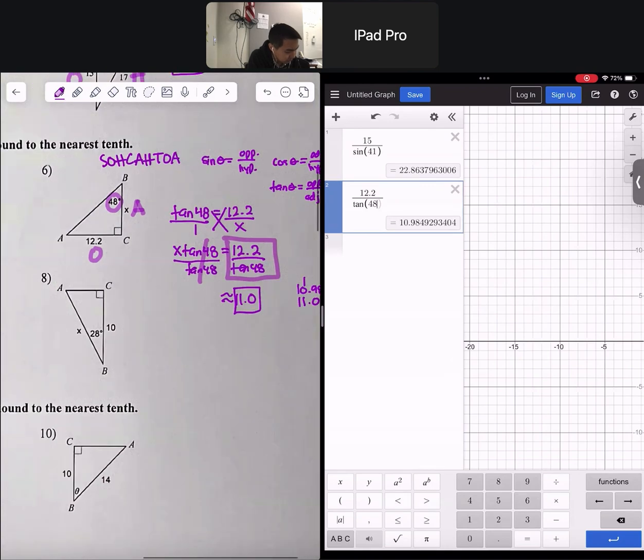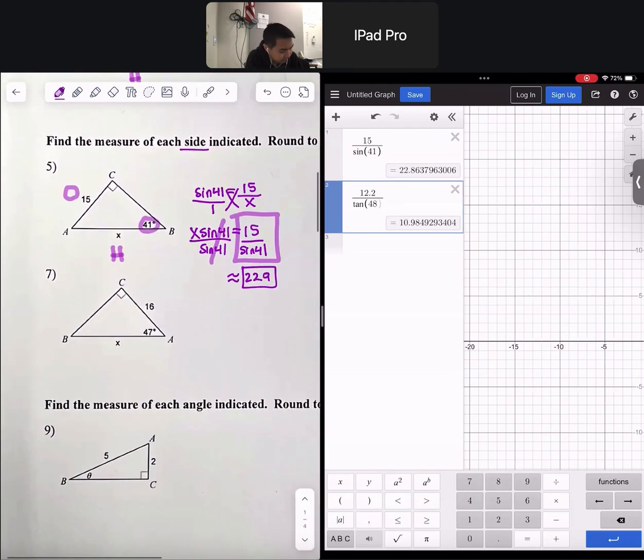Okay? This one right here, number 7. In the perspective of that angle, this is the adjacent, right next to it, and this is the hypotenuse. So adjacent and hypotenuse, that is cosine. So cosine of 47 equals adjacent over hypotenuse. Put this over 1, and we cross multiply. X cosine 47 equals 16. Divide both sides by cosine 47.